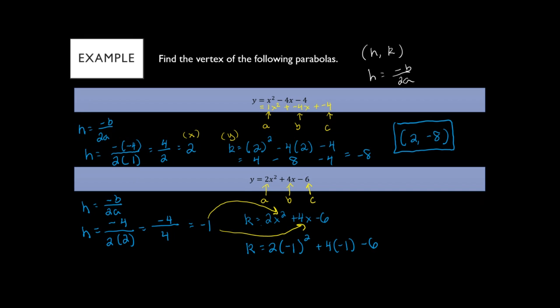So negative 1 squared is positive 1. 2 times positive 1 is 2. 4 times negative 1 is negative 4. And then we have negative 6. And so 2 plus negative 4 plus negative 6 is going to give us negative 8. So our vertex is the h value we found, negative 1, and then the y value we found, negative 8, or k, basically. Oops, and I need to write that as an ordered pair, so I must have the parentheses around it. Otherwise, it is not an ordered pair.